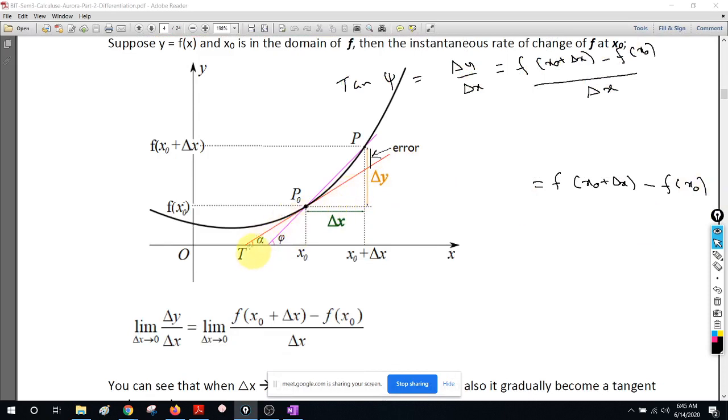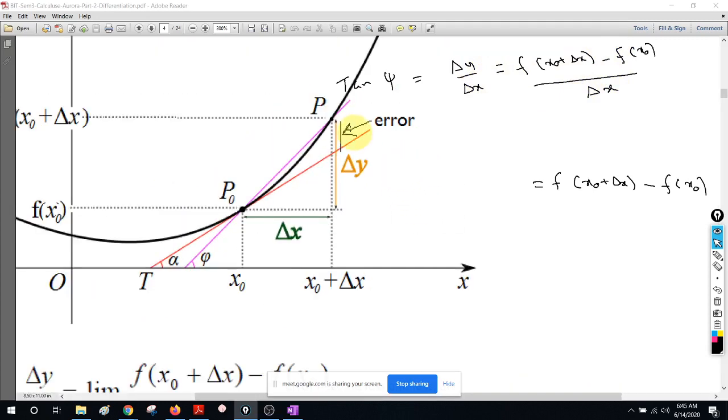Now what I need is the gradient of this orange line, that is the tangent. But what I got is the gradient of this pink line, that is my delta y by delta x. But it has an error. What is that error? The error is this amount. So you can see the error now, because it is not the tangent we are talking about.